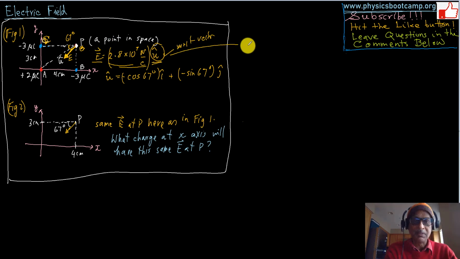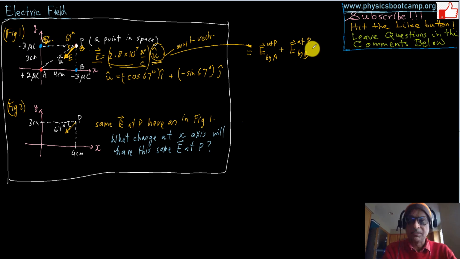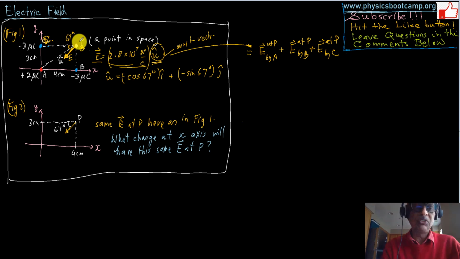The way we found this in the other example was that it was equal to the electric field at P by charge A, plus the electric field at P by charge B, plus the electric field at P by the third charge, C. If you locate a charge there, you do not use the electric field of that charge at its own point because it's not well defined.